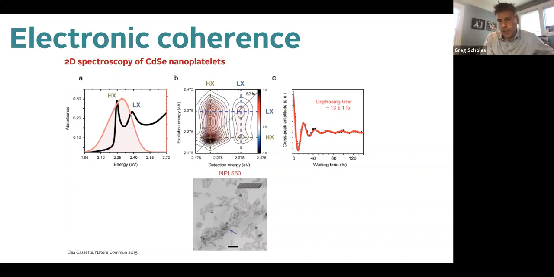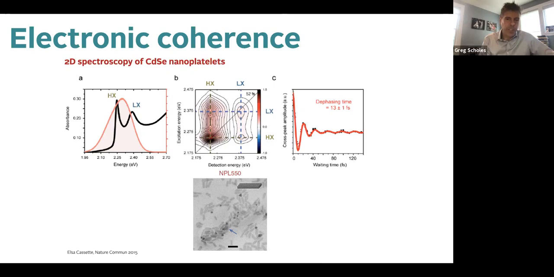But there's a bit more interesting stuff in the signals than just that. In any case, you see the beats in the right-hand plot there and those oscillations. And there's a point here, and it lasts very long, 13 femtoseconds. And this is electronic coherence, for sure. And this is what we expect.